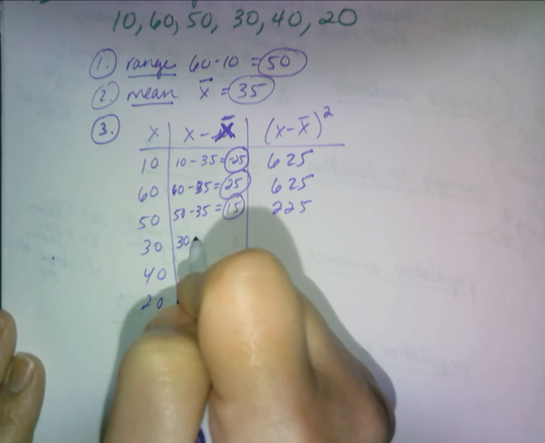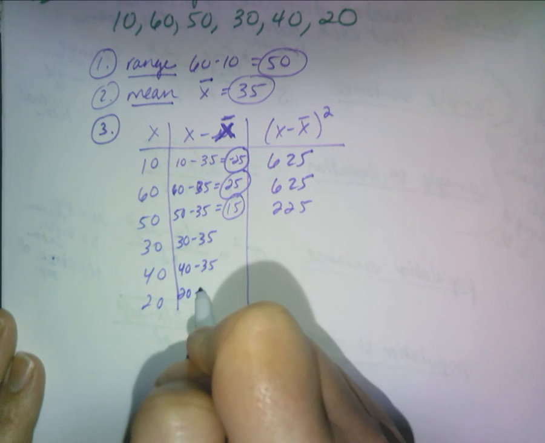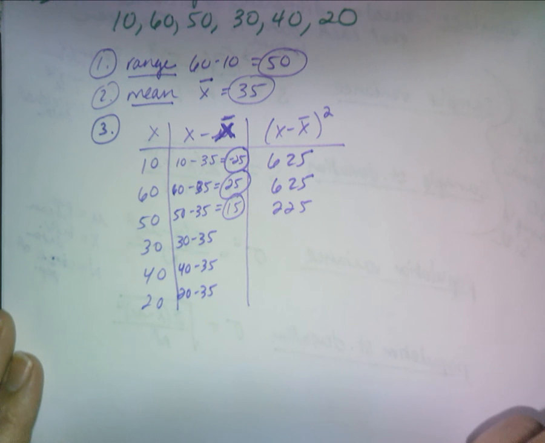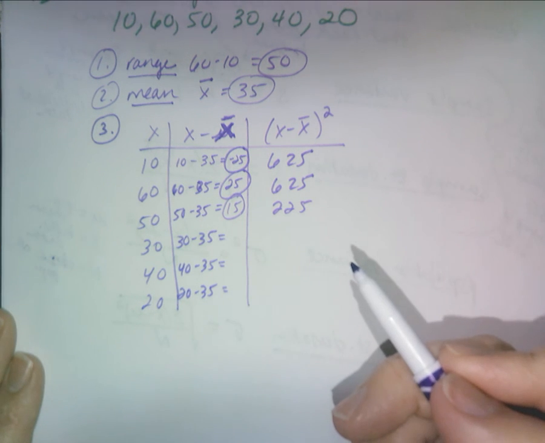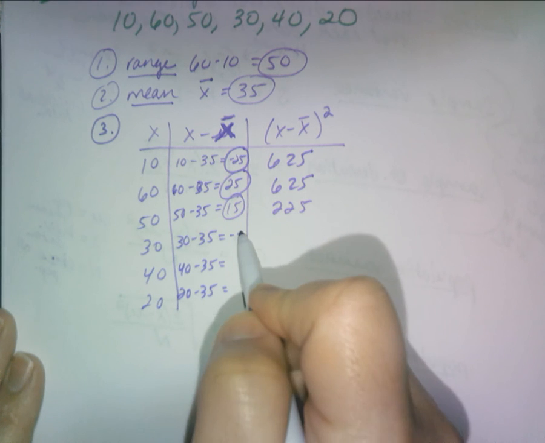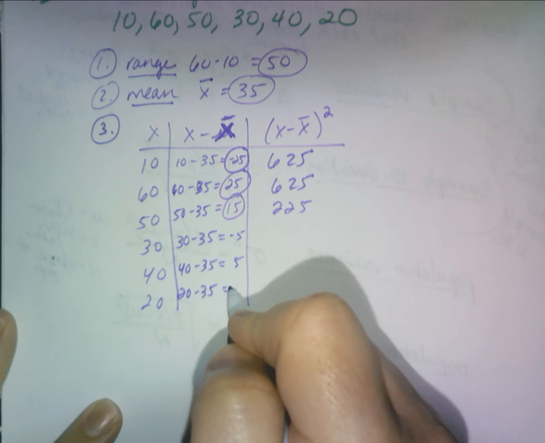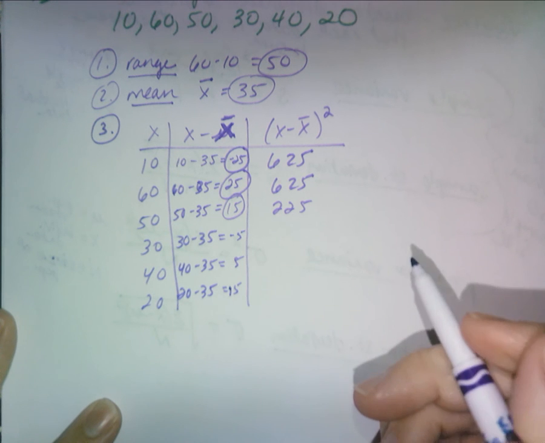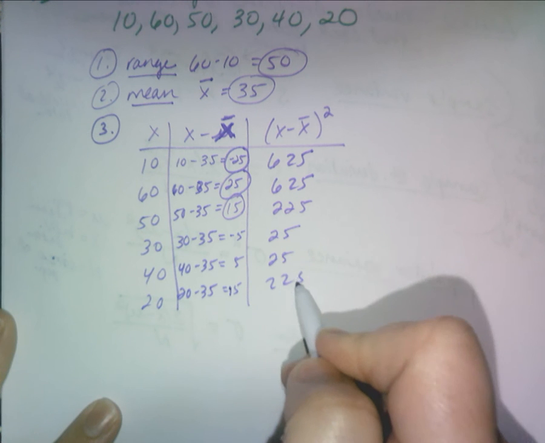Take the individual data, subtract the mean. Actually, I gave you nice ones. 25, 25, and 225. Would you all agree?